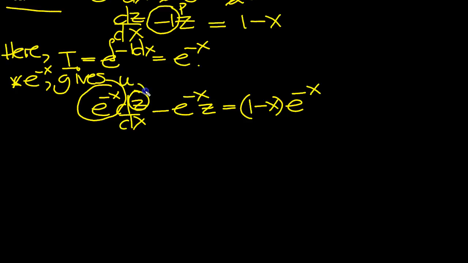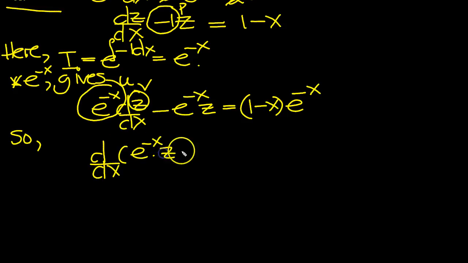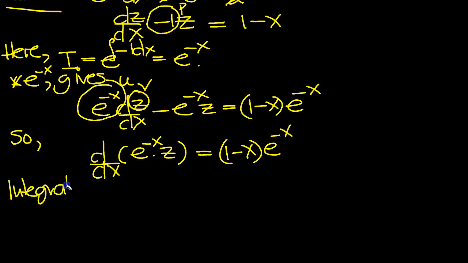This corresponds to u, this corresponds to b, and we can now write d by dx of u times v, e to the minus x times z, is equal to this over here, 1 minus x e to the minus x. Integrating now, so we're nearly near the end of the problem, because it's a simple separating the variables in a sense. Integrating gives, so let's see what we get.